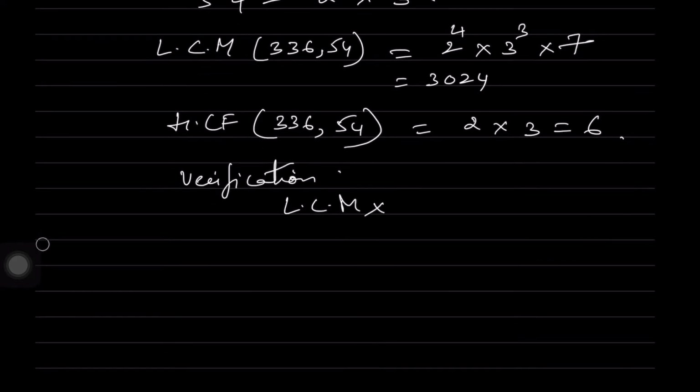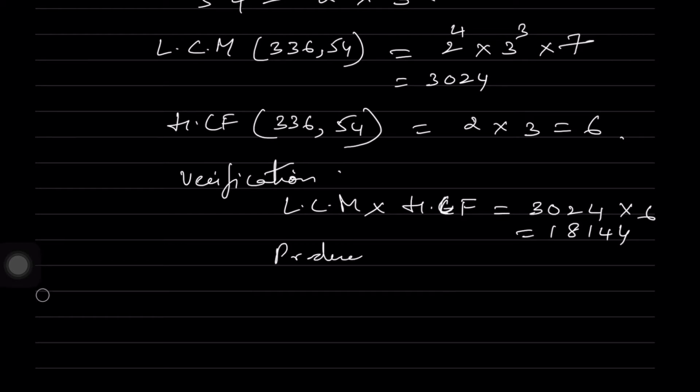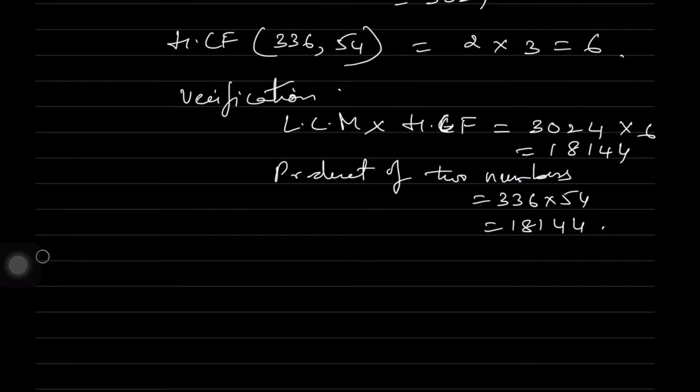Verification: we will verify LCM into HCF, that is 3024 into 6, which is 18144. The product of two numbers, 336 into 54, is also equal to 18144. Hence it is verified.